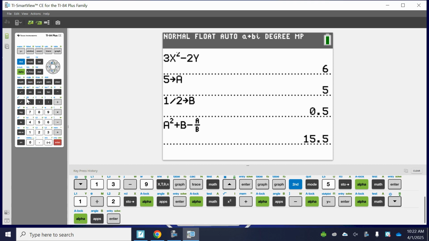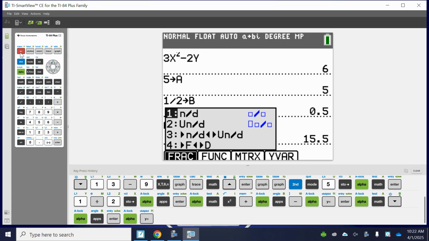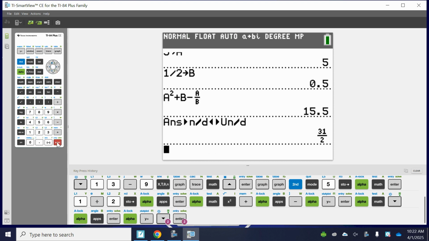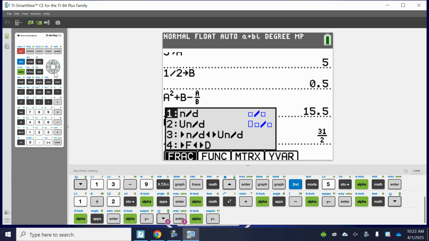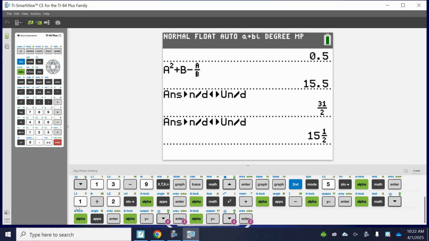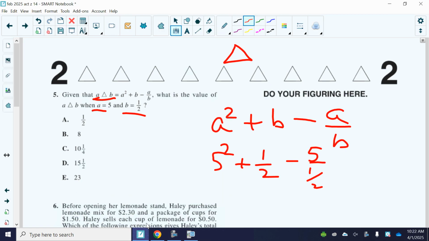Turn it into a fraction. I'll do all that review for you now. You could turn it into a fraction using Math Frac, and then use 3, and it'll turn it into the mixed number that they're looking for if you get confused with the math. How's that sound? Number 6, a lemonade stand.